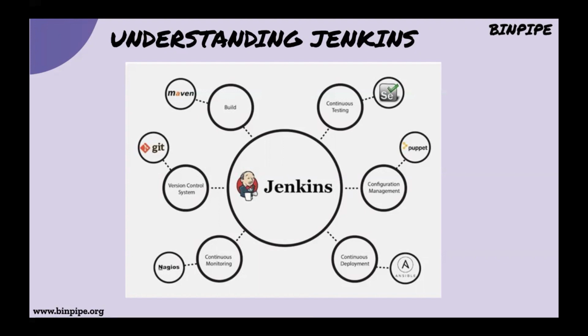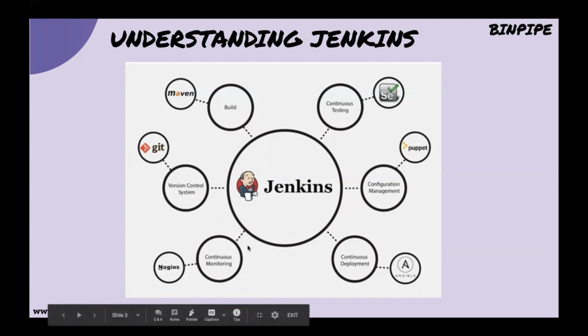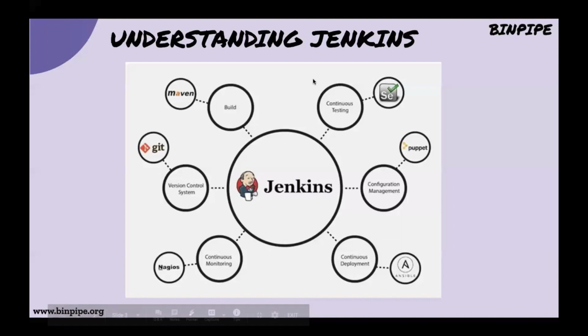For now, you just remember that Jenkins is allowing us to do CI/CD, continuous integration and continuous deployment, which is one of the main fundamentals of DevOps. And for that, it interacts with different tools like Git, Maven, Selenium, Puppet, Ansible, Nagios for monitoring, and so on. So this acts as a common platform for different tools to integrate and work together.